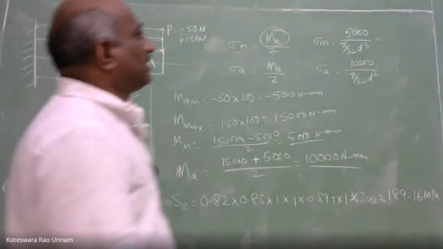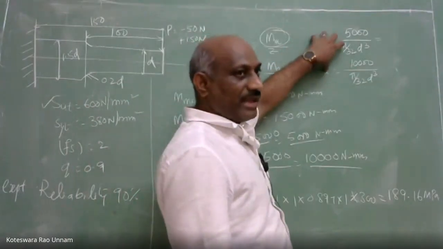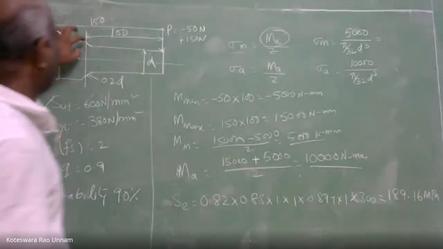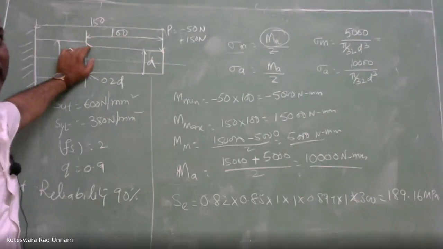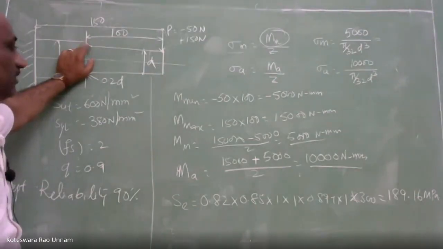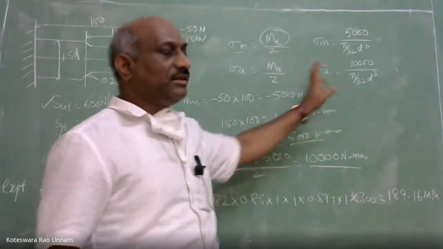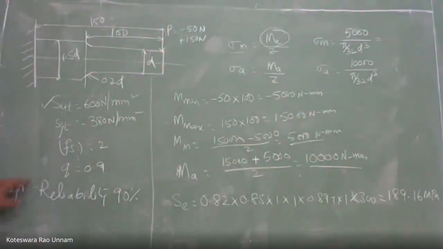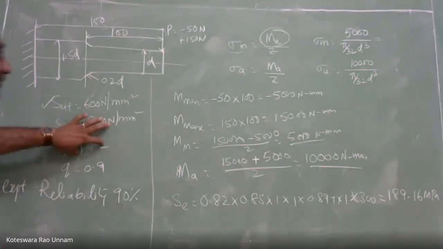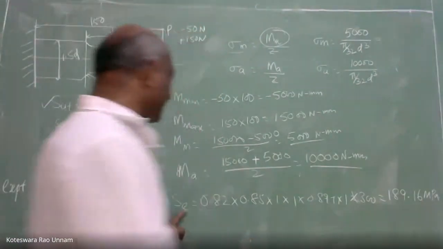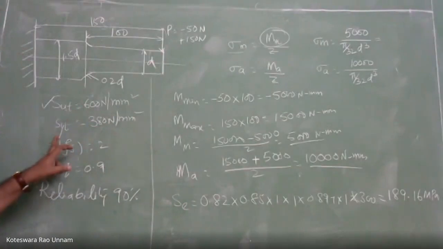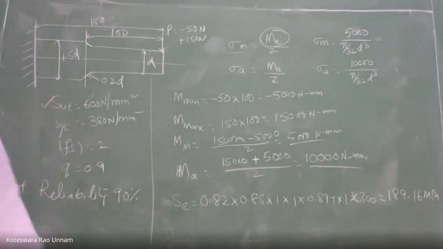But these are not the maximum values. Why are these not the maximum values? See here, you have a fillet. Because of the fillet, there is a stress concentration. So you need to find out what is Kf. Then you need to apply that Kf to this mean stress and amplitude stress. And not only that, here he has given the factor of safety. This factor of safety you need to apply for the SE and your SYD also. We'll come to that. We'll do it one by one.